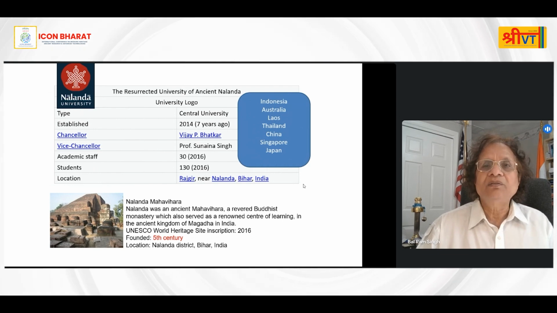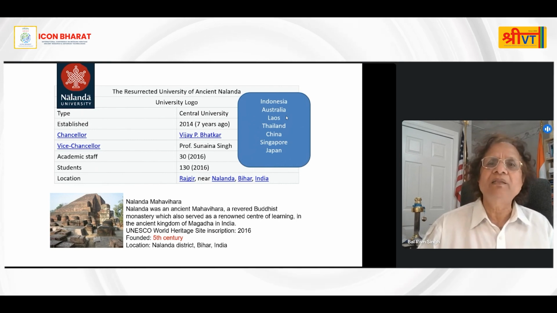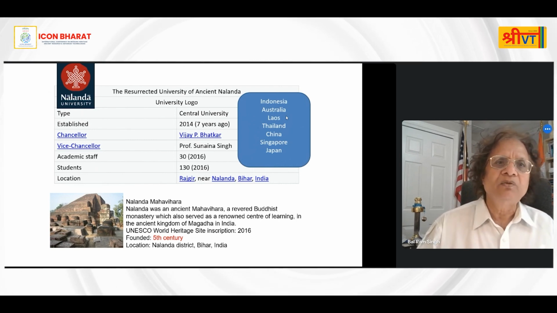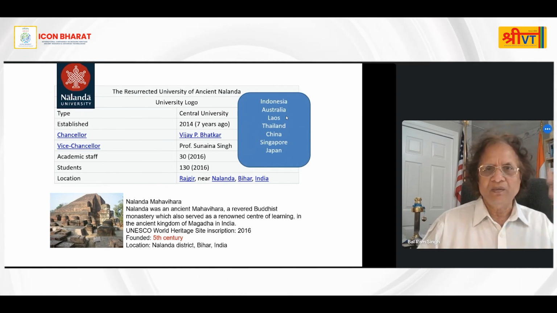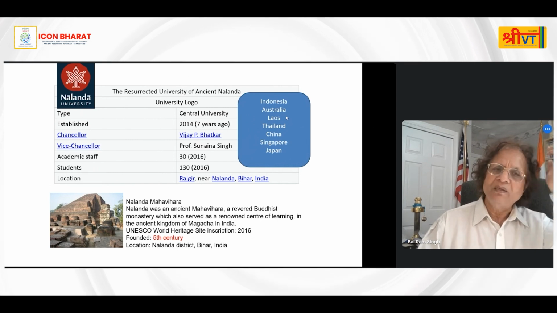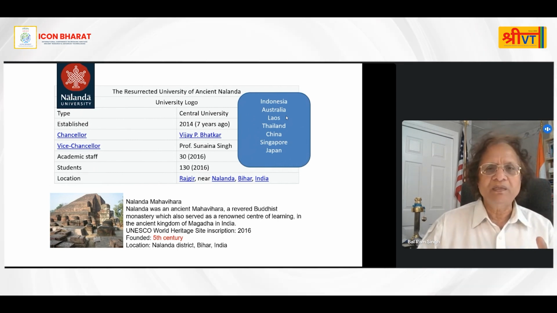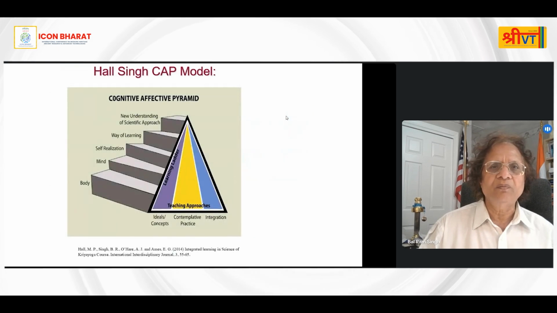And Nalanda has been supported in the last 15 years. It is already international, if we can use the same system that we had before. Indonesia, Australia, Laos, Thailand, China, Singapore, Japan, all these people have contributed with money to revive Nalanda, but not as a university system that has been adopted, but as a Gurukul model. If they created that, I think that will definitely put India on the map of international education, and something that we need to think about doing.